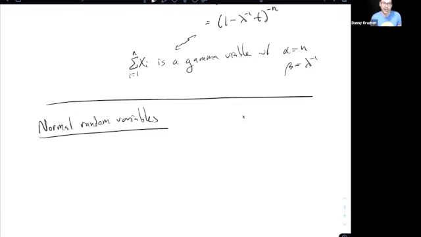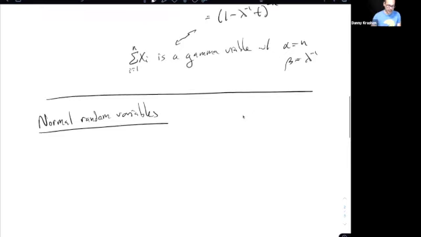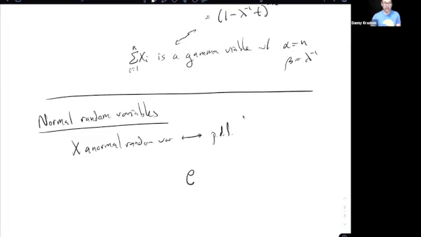All right, and here we are at the uber important normal random variable. A normal random variable x means that it has a probability density function which is of the form e to the minus 1/2 times x minus mu over sigma, squared. Let me give the very specific formula with the standard letters.